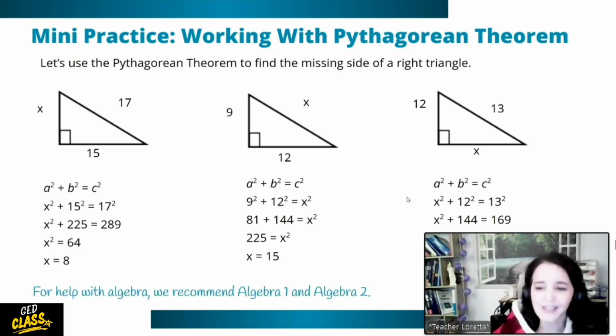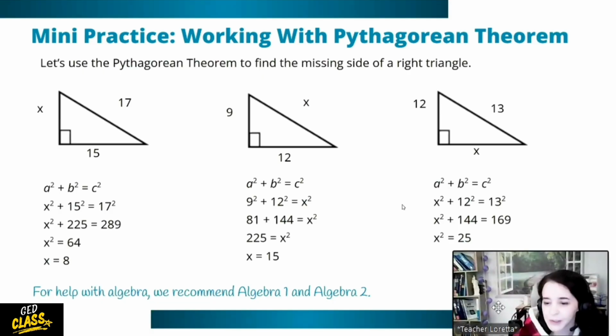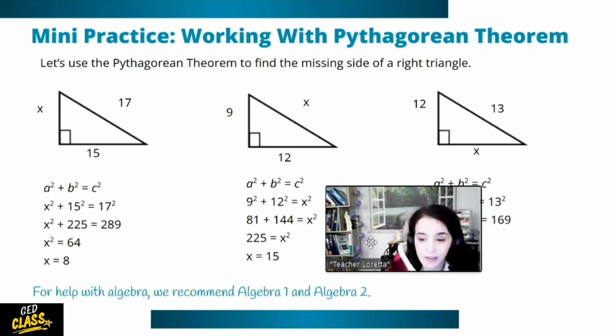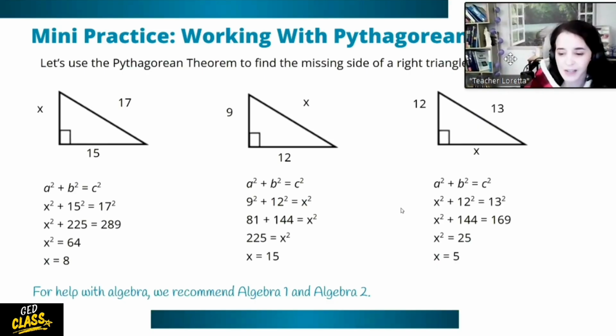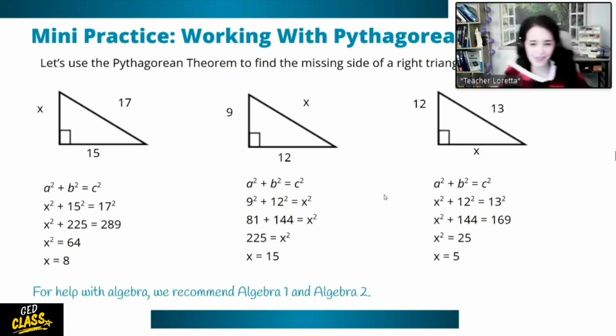Yes, a lot of you are getting it. So then we get x squared plus 144 is 169. We'll subtract 144 on both sides to get the x squared by itself. And we see x squared is 25. Then we think, hey, what number times itself is 25? And that number is 5. So our final answer is 5. x is 5. All right. How you guys feeling? Feeling good?